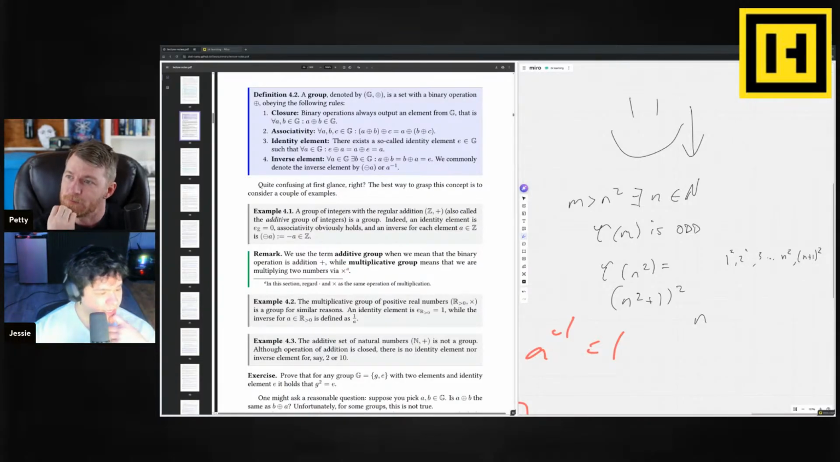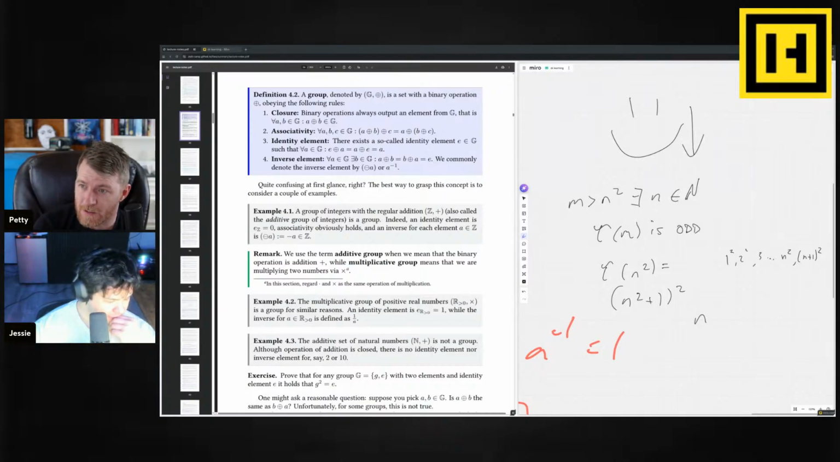Remark: we use the term additive group when we mean that the binary operation is addition, plus. Okay. A field is a richer structure than a group. Richer how? A group is a set with one binary operation satisfying associativity, identity, and inverse. So, for example, Z and the plus, the integers under addition, is a group. A field is a set with two binary operations, usually plus and multiplication. So a field is a group plus multiplication, basically. A group is just a single binary operation. A field is two binary operations, usually addition and multiplication.